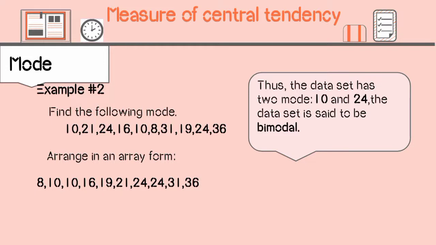8, 10, 10, 16, 19, 21, 24, 24, 31, and 36. Okay, thus the dataset has the two modes, 10 and 24. The dataset is said to be bimodal. So, naging bimodal dahil sa observation, dalawang number ang naulit pareho. So, ito na nga ang 10 and 24.